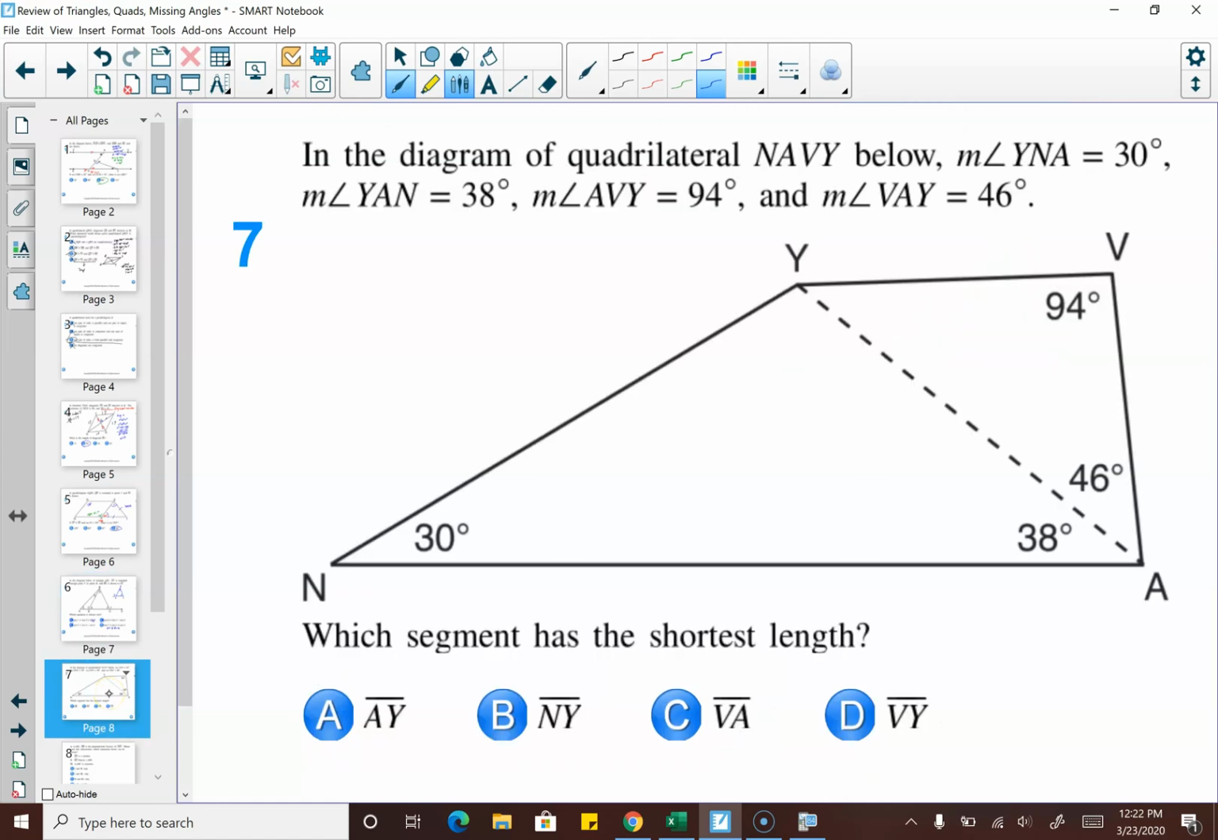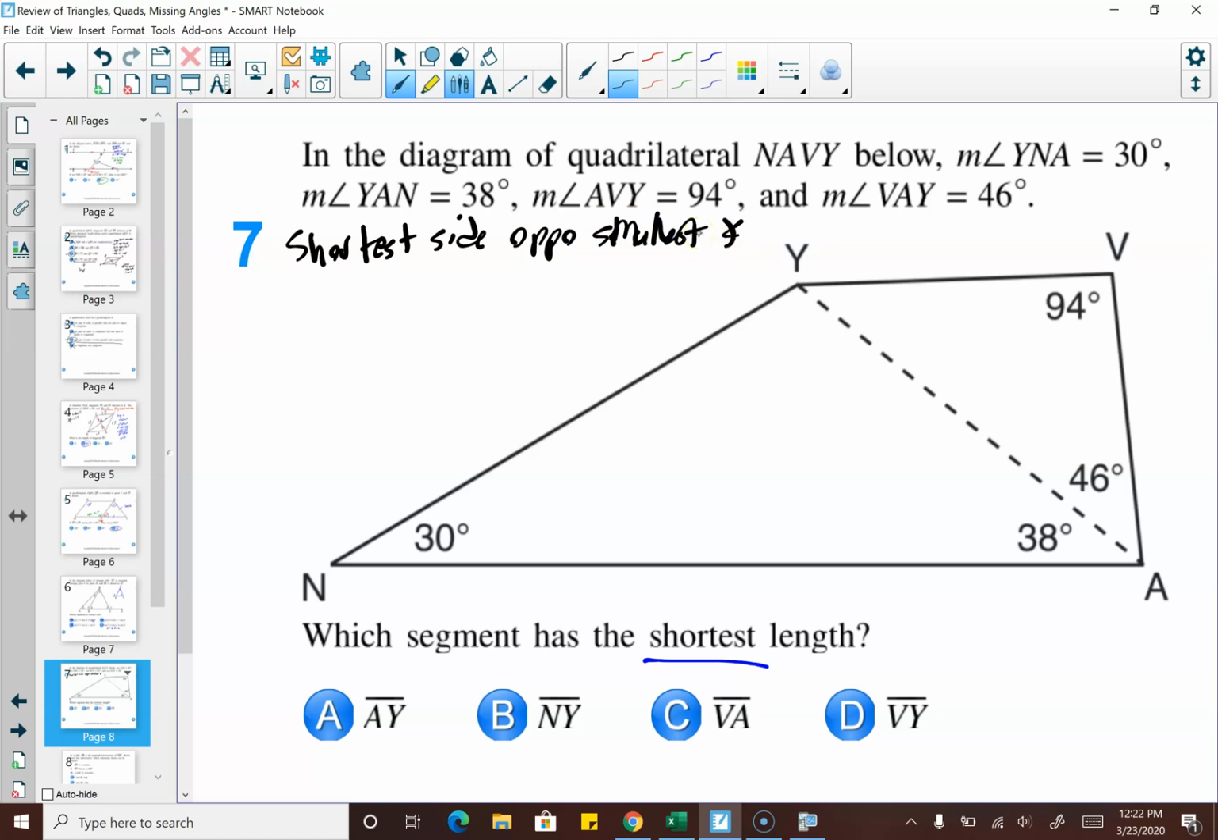In 7, in the diagram of quadrilateral NAVY below, it gives you a whole bunch of angle measures, and it says which one is the shortest length. So you've got to remember the rule, which is: shortest side is opposite smallest angle. So shortest side or smallest side is opposite your smallest angle.